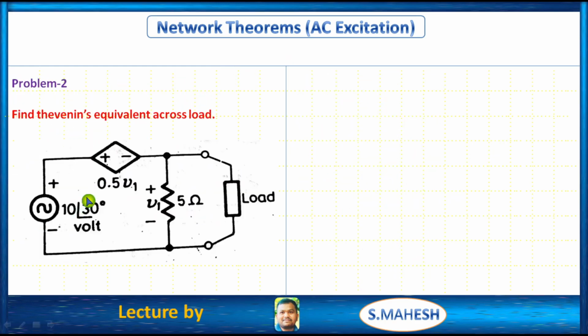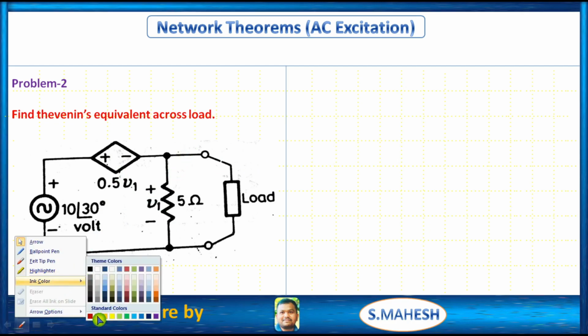Next, we will discuss the second problem, that is, find Thevenin's equivalent across the load. This is a voltage dependent voltage source, right? The controlling variable is V1. In this branch, we have the controlling variable. Yeah, simple problem.